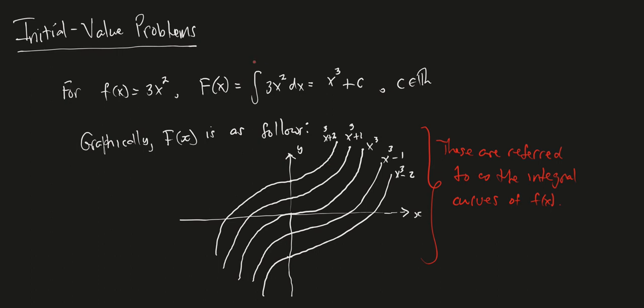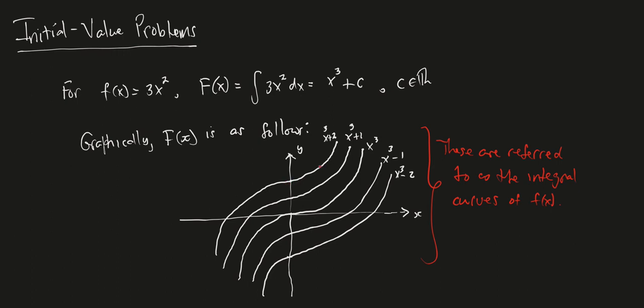So whenever you do the single process of antidifferentiation, the result is not just a single function or a single curve, but a set of infinitely many curves that are related by this single fact. Now, what's interesting about all of these is that they are also called parallel curves. They're parallel in the sense that they all have the same slope.